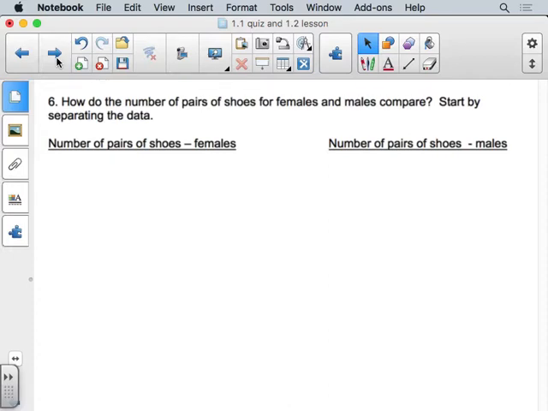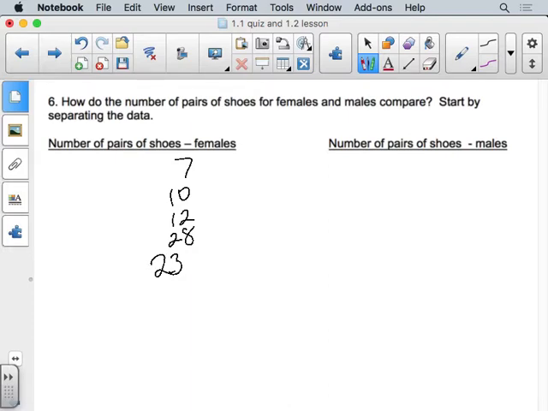Number 6, how do the number of pairs of shoes for females and males compare? Okay, I forgot our numbers. For females or males? Yeah, so what were our female numbers? 7, 7, 10, 12, 28, 23. Oh, 23. Y'all don't have to rewrite these two. 8, 15, 32, 26, 22, and 3.